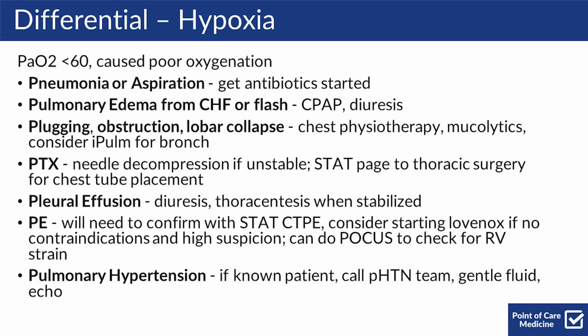Think about a PE. You'll need to confirm this with a stat CT-PE. Consider starting Lovenox if there are no contraindications and you have a very high suspicion. You can also do POCUS to check for RV strain. For pulmonary hypertension, if they know the patient, call the pulmonary hypertension team, consider gentle fluid, and get an echo.